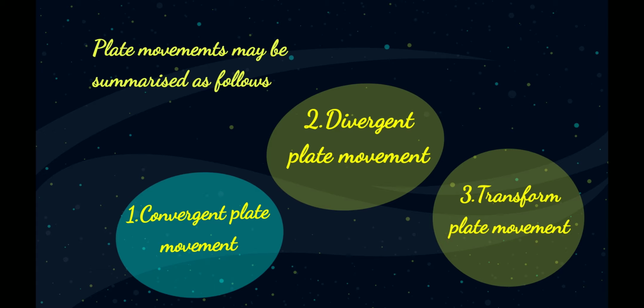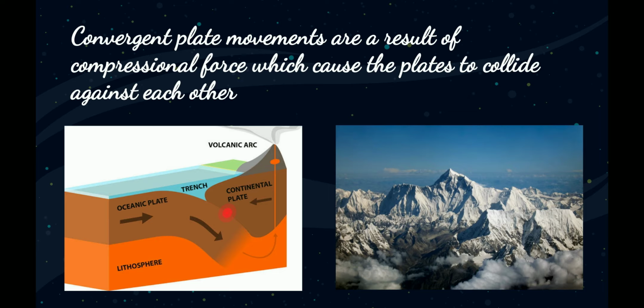Firstly, we have the convergent plate movement. Second, divergent plate movements. And lastly, transform plate movements. Convergent plate movements are a result of compressional forces which cause the plates to collide against each other. This results in the folding of the Earth's crust to form mountains.